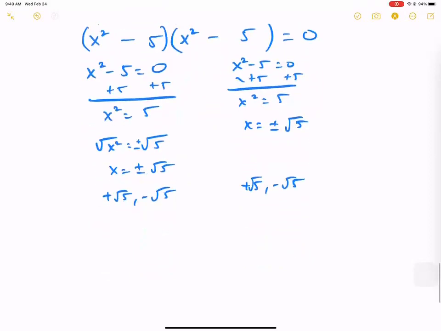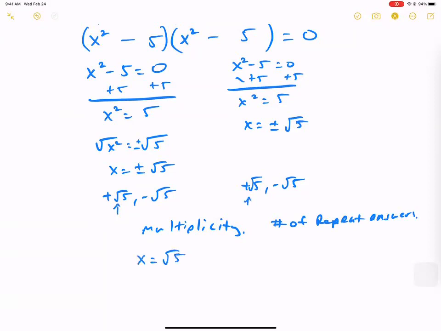And that's where we're introduced to a new word called multiplicity. The word multiplicity refers to how many times an answer is repeated. So, number of repeated answers. Now if you can see here, the answer positive square root of 5. So when x is equal to square root of 5, the multiplicity is 2 because they're repeated twice. When x is equal to negative square root of 5, the multiplicity is also 2.